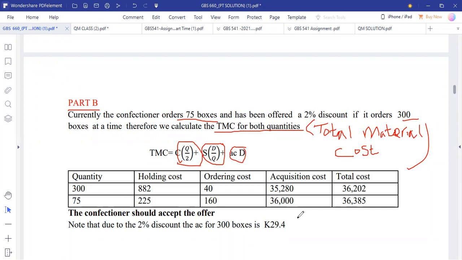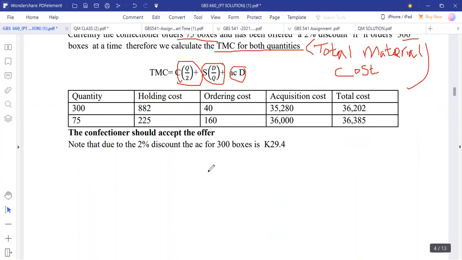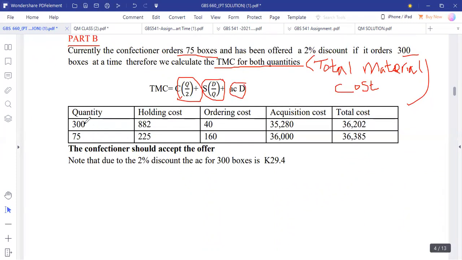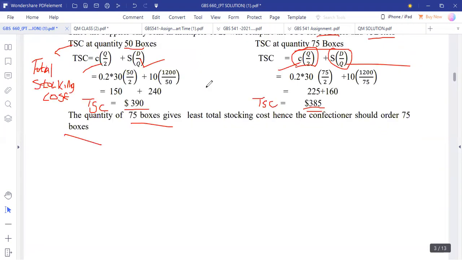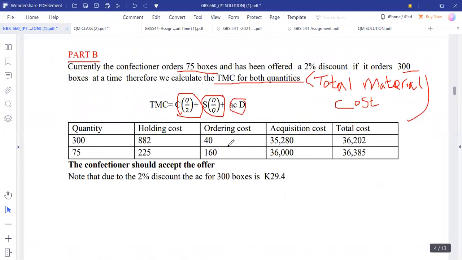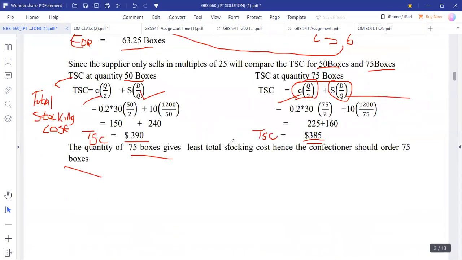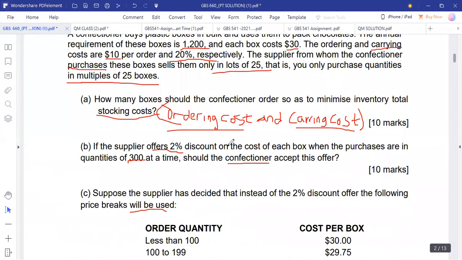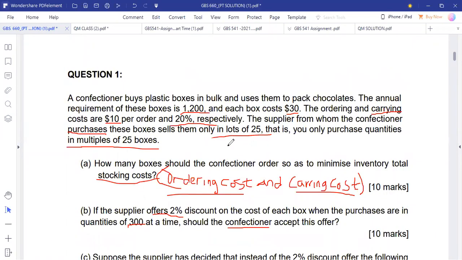Acquisition cost multiplied by annual demand. All right. So this is what happens here. We need to compare the total material cost at 300 and the total material cost at 75 boxes, because we recommended 75 boxes in the first part of the question. So is it worthwhile to continue buying 75 boxes, or is it worthwhile to go for 300 boxes of these plastic boxes?